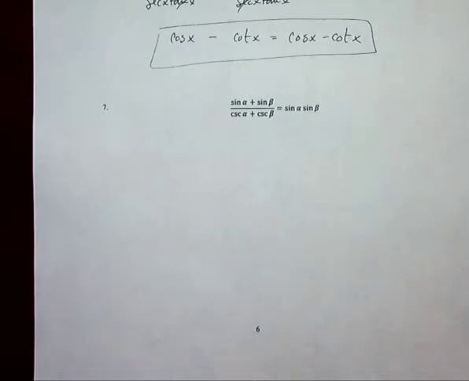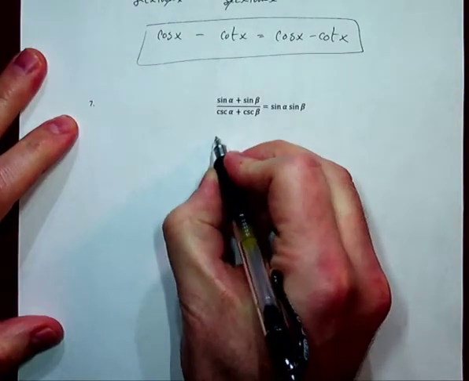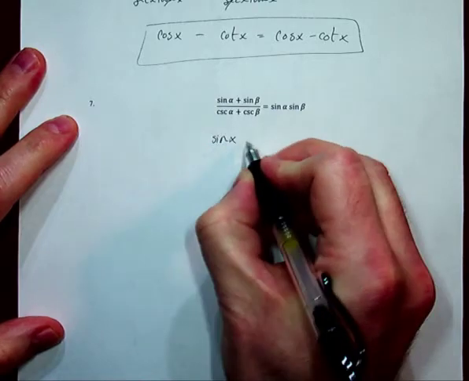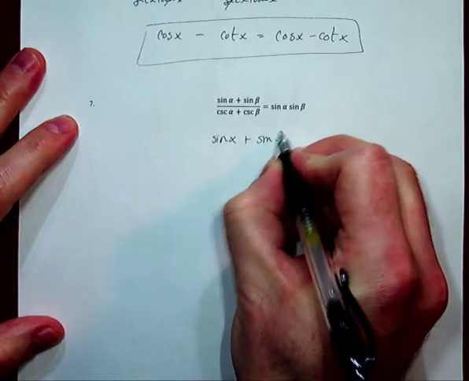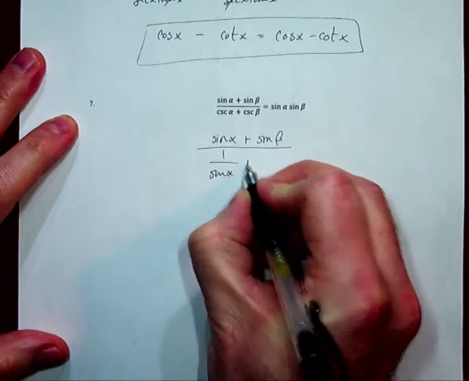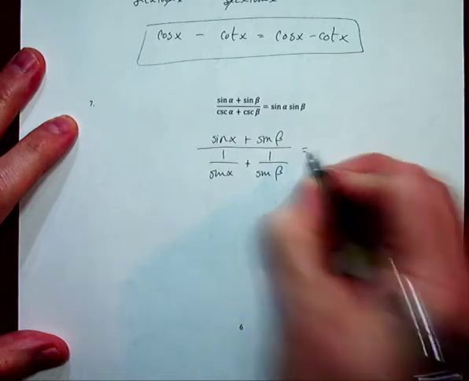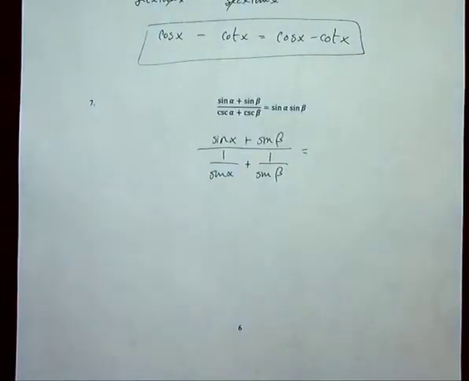But the moment you recognize that sine alpha plus sine beta and cosecant alpha plus cosecant beta have sine in common, even if you have to write it out this way, that's fine. Hopefully we're going to get to the point where anytime you see cosecant, you automatically think in your head 1 over sine.